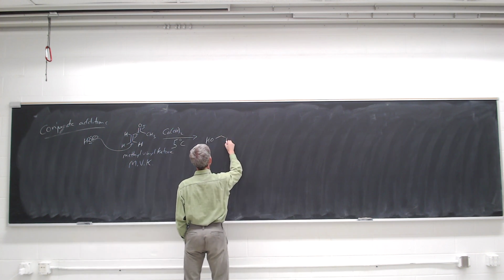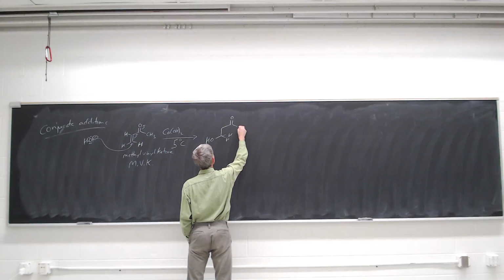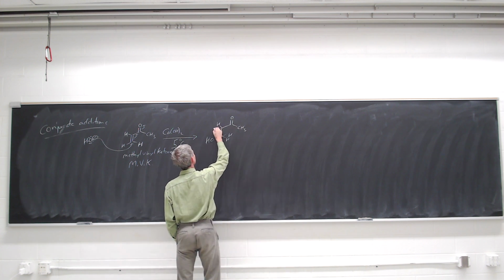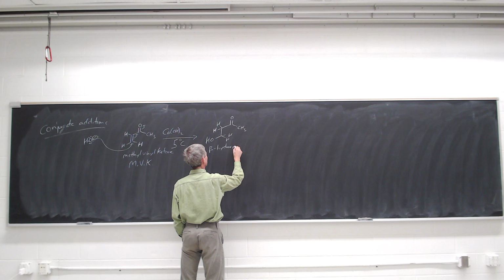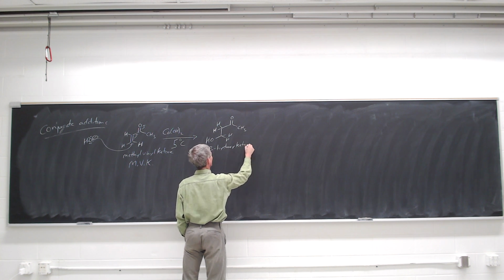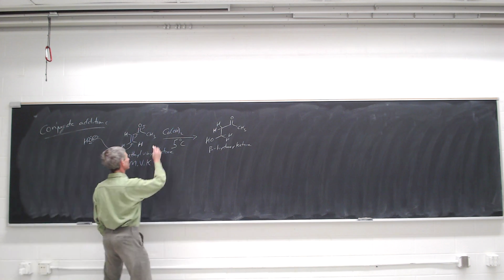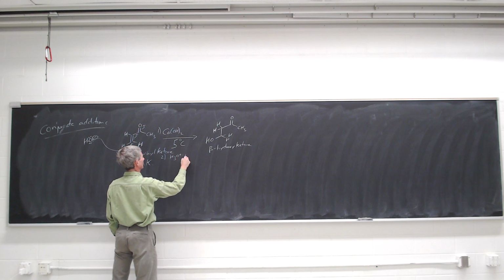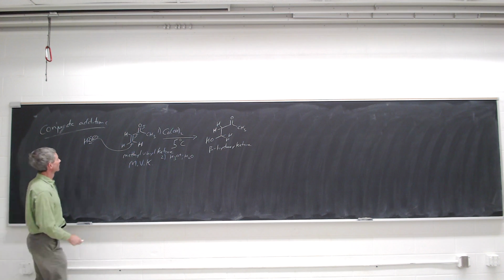to generate a beta hydroxyketone or alcohol. Doing an aqueous workup, obviously. Resulting enolate ion.